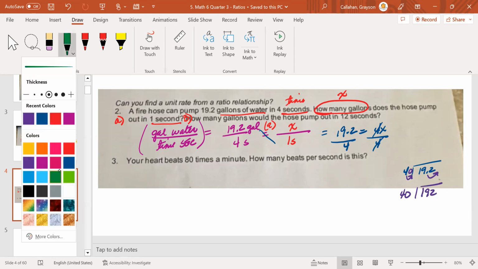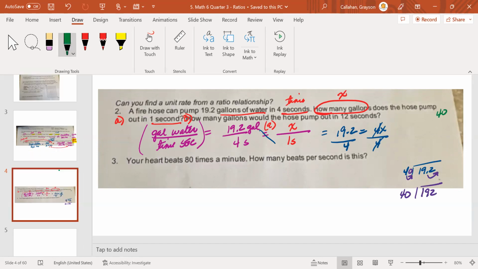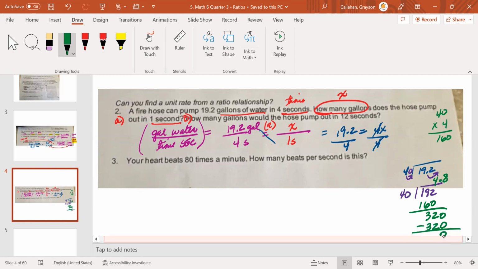Okay. 40 times, so you're going to do this on the side. 40 times 4 is 160. So put 4, 160, 32. Then put a dot, put a 0. Well, guess what? 4 times 8 is 32. There's a 0. So then it gives you a remainder of 0. So x here is x equals 4.8 seconds.